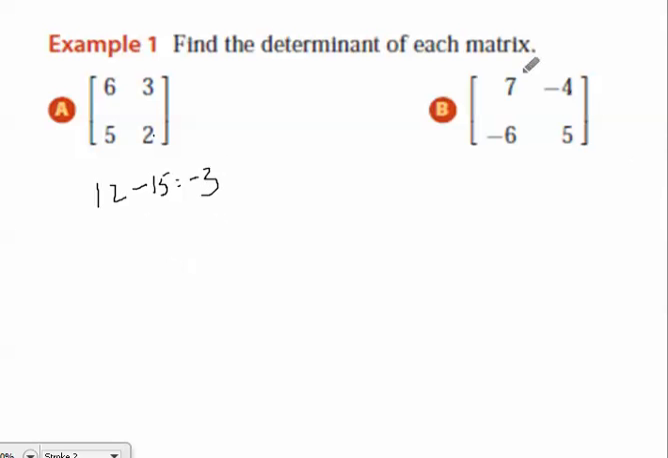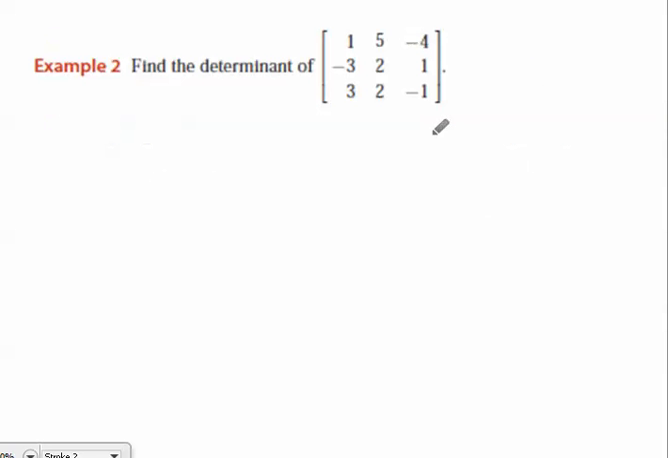Okay? Let's work this one over here. 7 times 5. That's 35. Negative 6 times negative 4, that is positive 24. So it'd be minus a positive 24, which is going to give you an 11. Easy enough to do. We found the determinant of these two. 2 by 2 matrices are easy. 3 by 3 get more complicated.